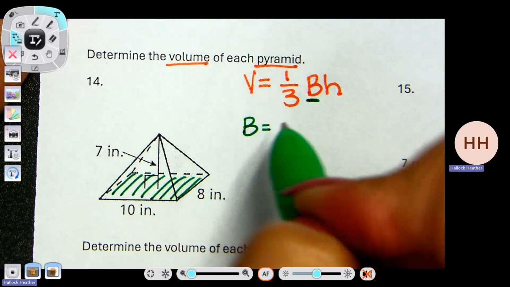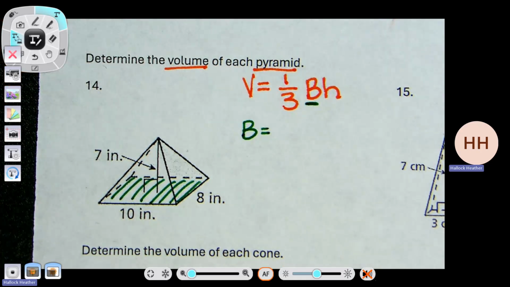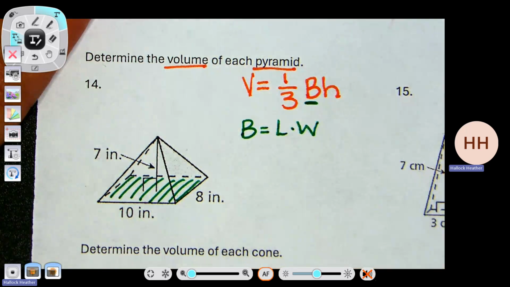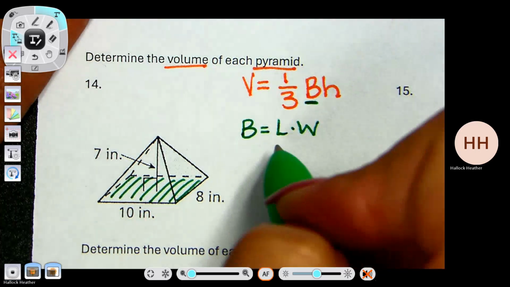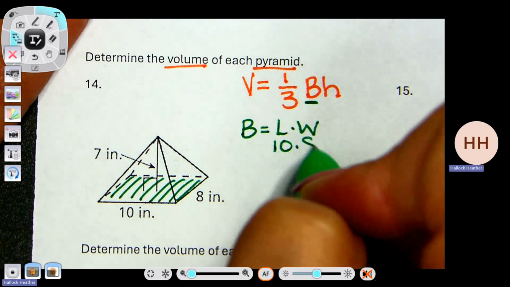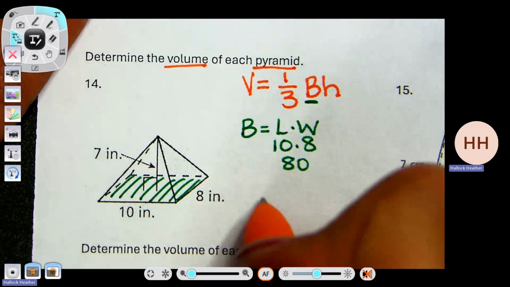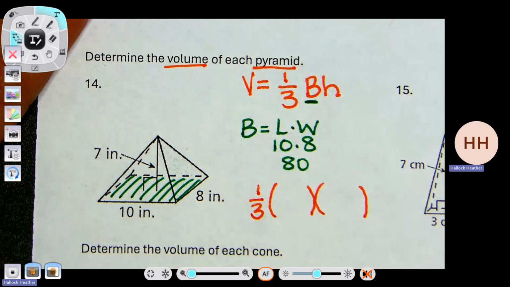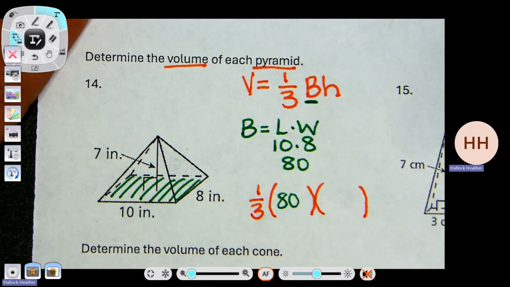It's a rectangle. How do you find area of a rectangle? We said it's either length times width or pi r squared. Length times width, because it's not a square, it's a rectangle. So we're going to do length times width for the base. Remember, you're just looking at the base. So we're doing 10 times 8, which is 80. And then I can plug that into my formula. So I'm doing 1/3 times 80. And then what is my height? 7.